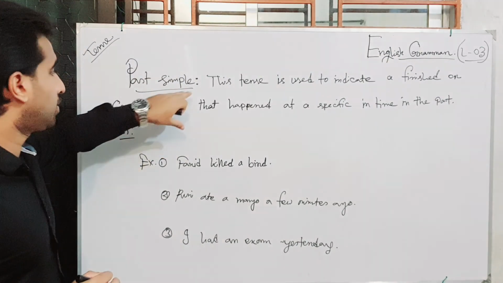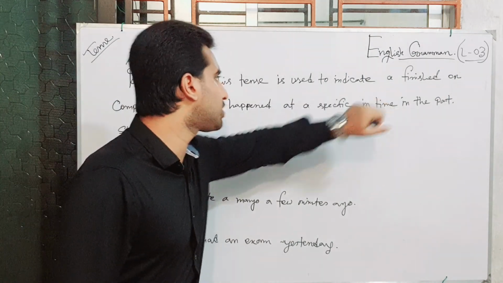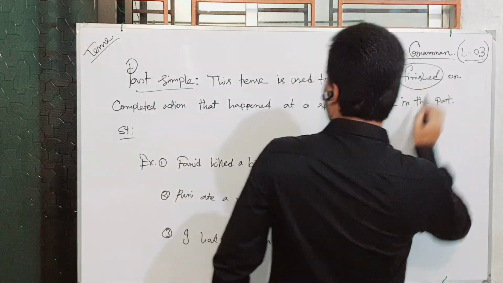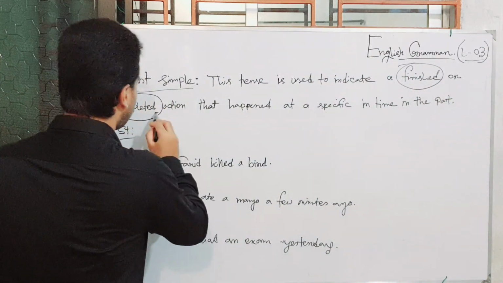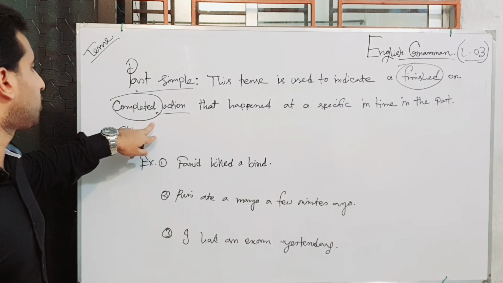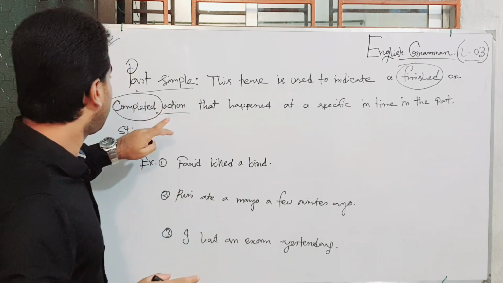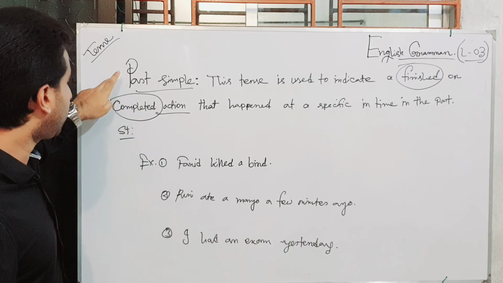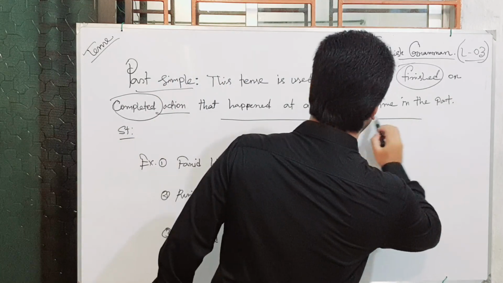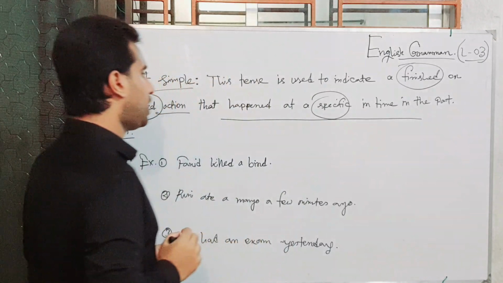Look at this definition. This tense is used to indicate a finished or completed action. Here, the two words, finished and completed action, are most important because they are very important to make this kind of sentence that happens at a specific time in the past.